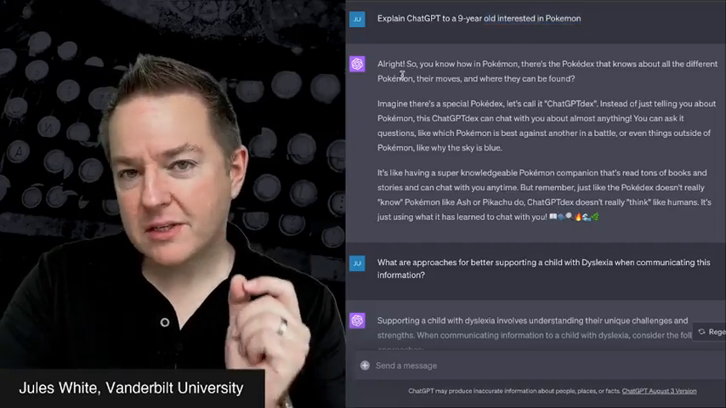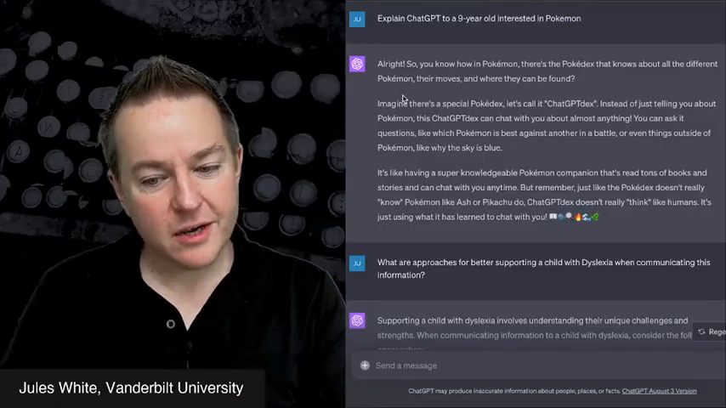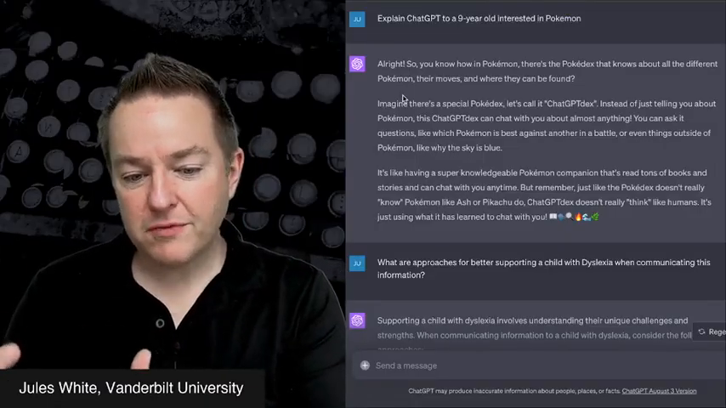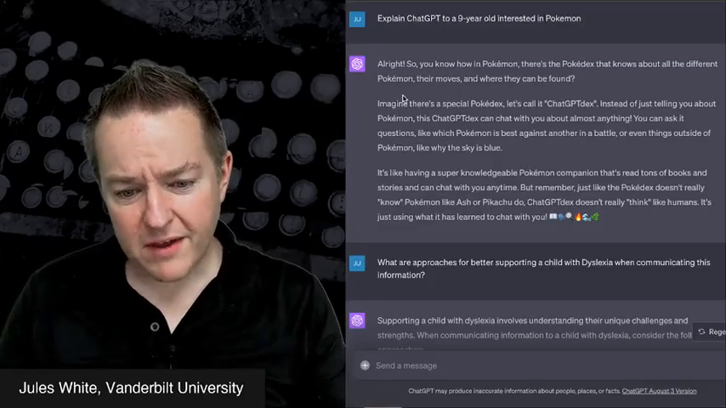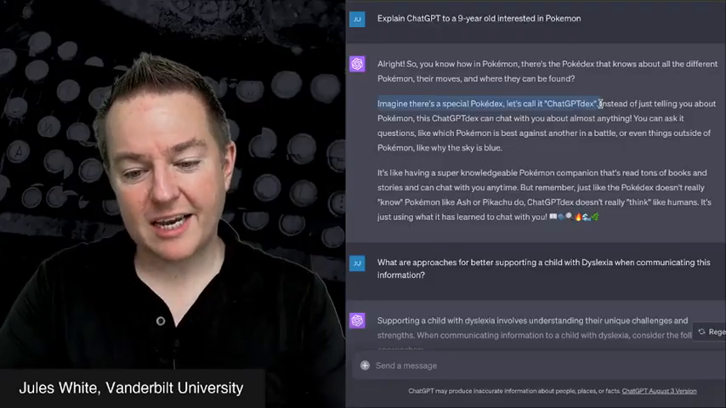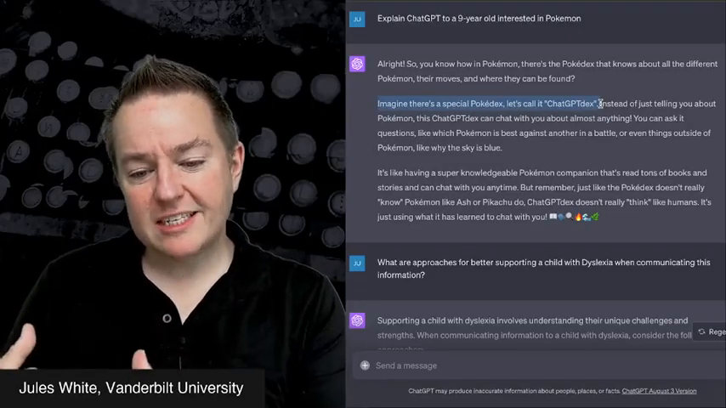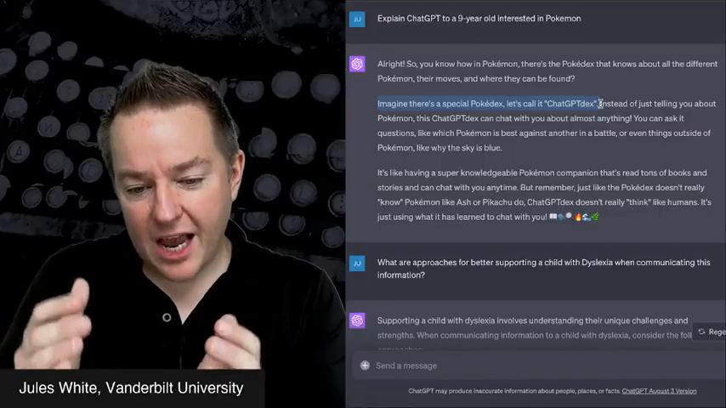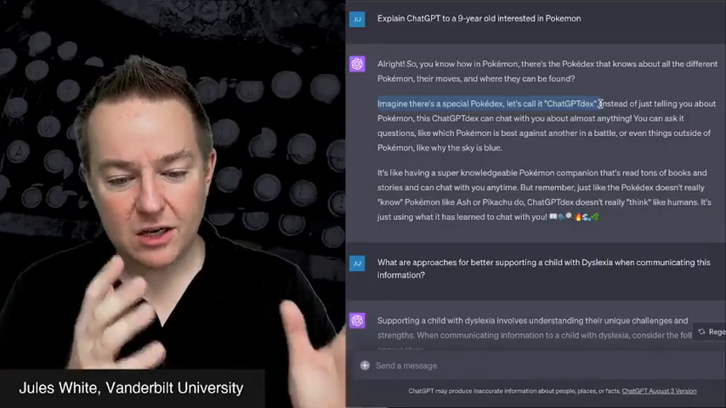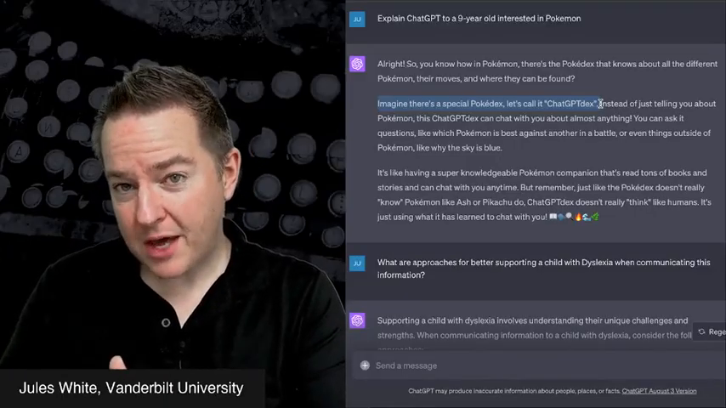And now we get a completely different description. All right, so you know how in Pokemon there's that Pokedex that knows about all the different Pokemon, their moves, and where they can be found? Imagine there's a special Pokedex called ChatGPT Dex. Instead of just telling you about Pokemon, this ChatGPT Dex can chat with you about almost anything. You can ask it questions like which Pokemon is best against another in a battle.